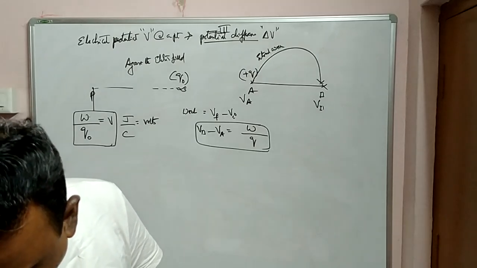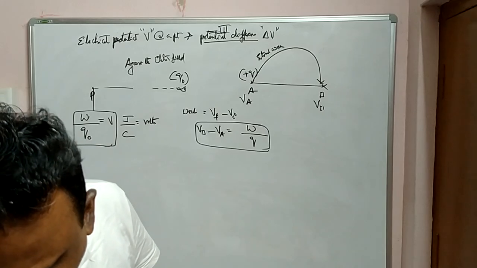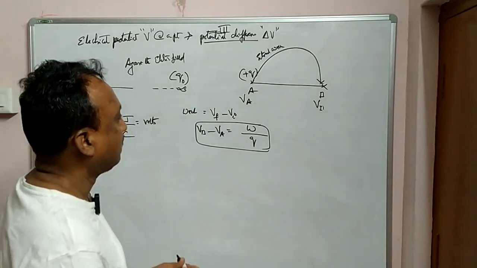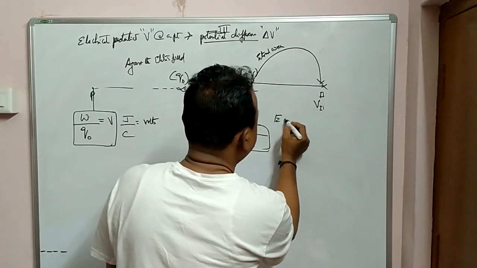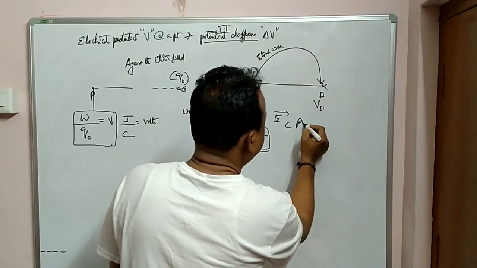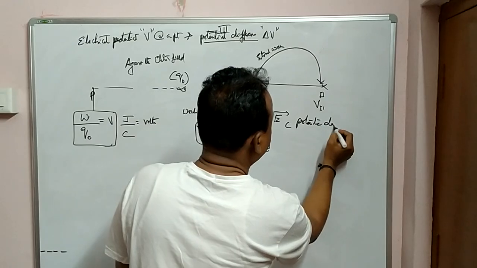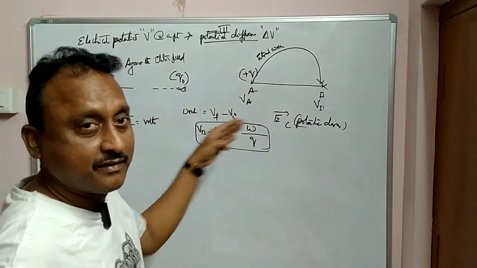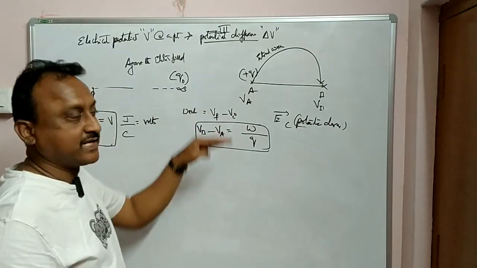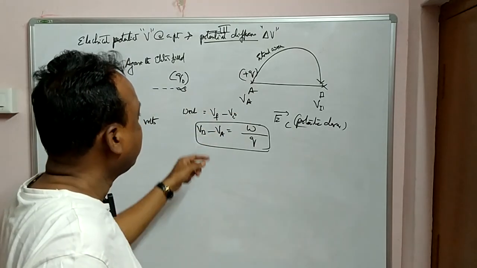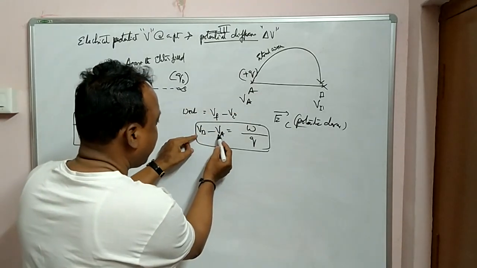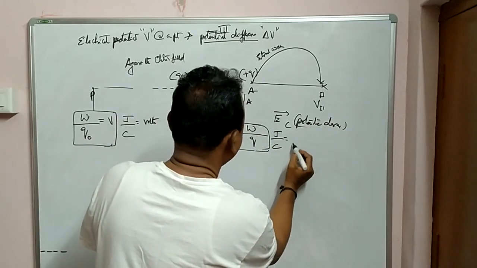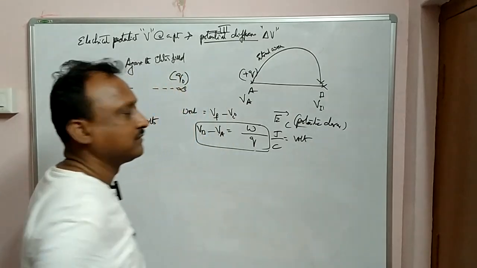Potential value, you can see here, potential decreases with the direction of the E. Along the direction of the electric field, the potential is decreasing. So what happens? VB minus VA is equal to W by Q, again joule per coulomb, that is volts.